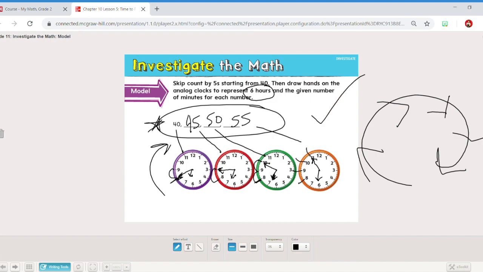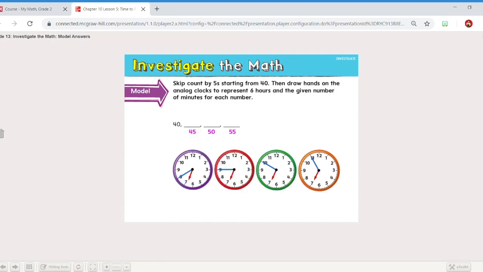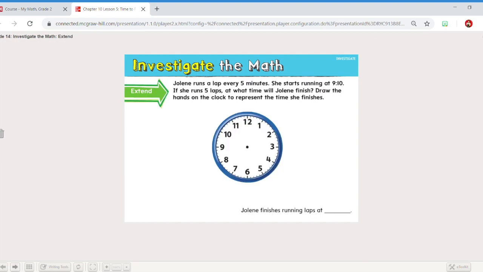Now that we see what time change looks like on the clock when we're counting by fives, let's try that with a word problem. When we look at a word problem, it'll help us take the skill and problem solve with it. So let's see what it has to say.